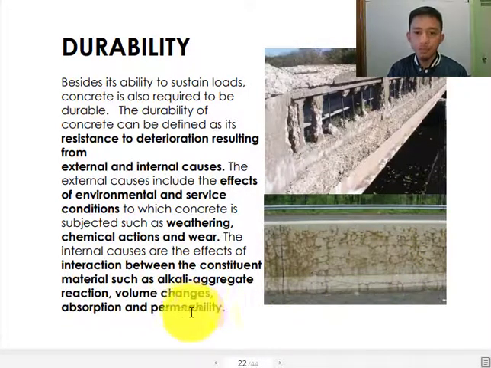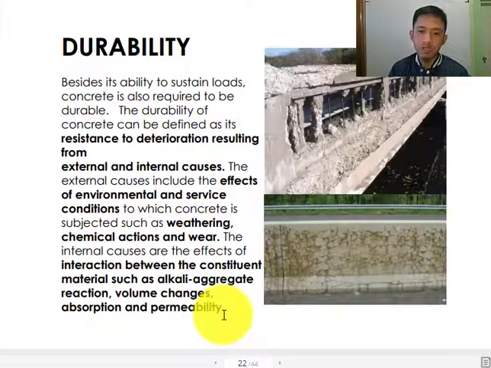Absorption and permeability. Okay, this is also important internally. Especially if your concrete is air entrained, it means there is air as a part of the concrete, or there are voids as a part of the concrete, as a design of this concrete. But once there are a lot of voids, that is now permeable to water. So let's say you use this type of concrete to encase a tank. It is air entrained, which is wrong. Then there will be leakage.